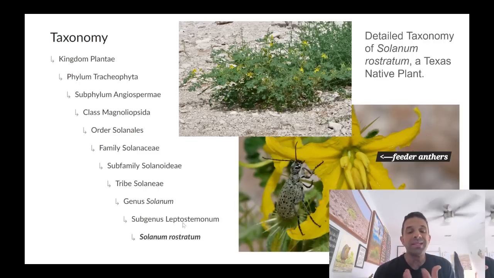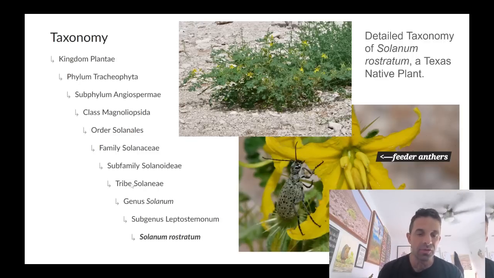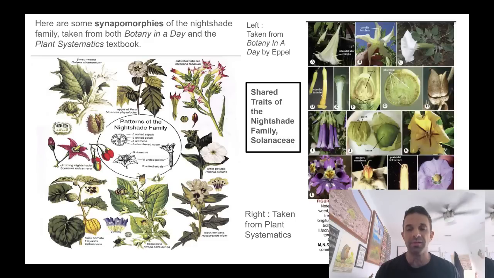Because Solanaceae is such a big family, it's got all these intermediate levels of taxonomy, like subfamily and tribe, and even subgenus, between family and species, because there's so much in it. It's such a diverse family.